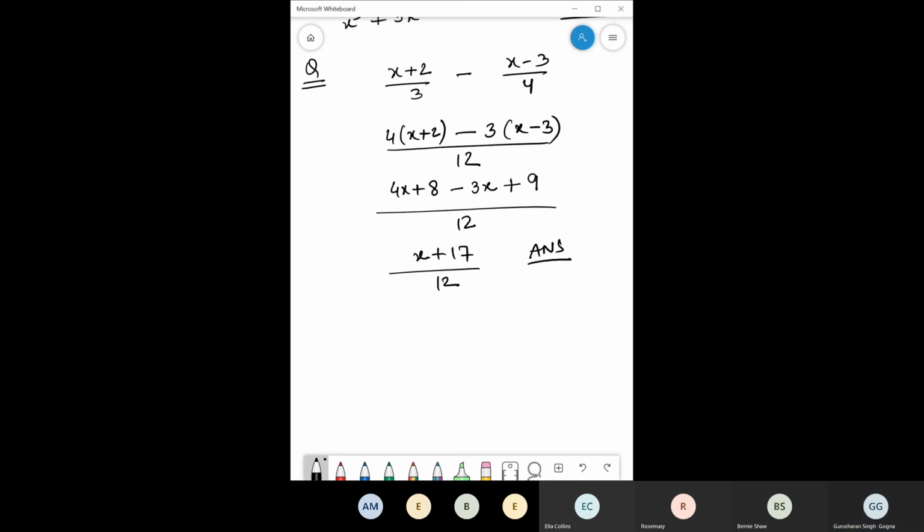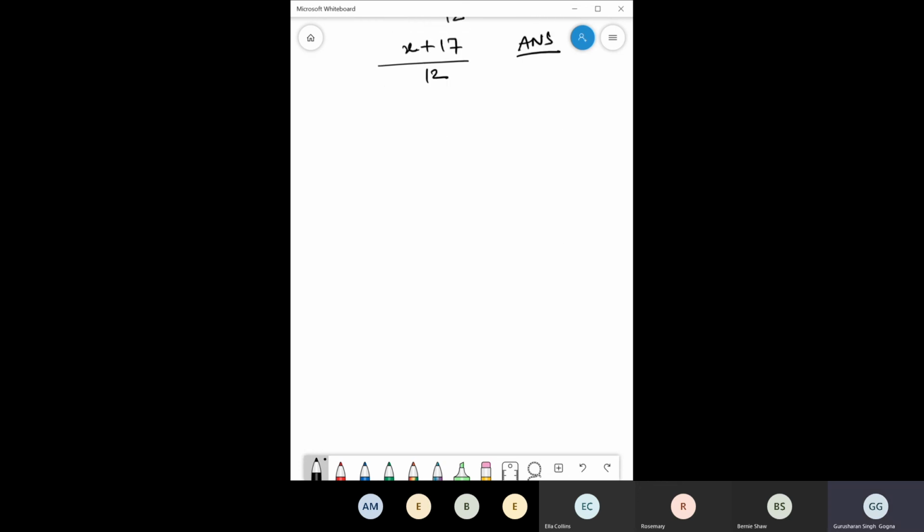Now the next question from your exam papers is, first part of this question is multiply out and simplify (x + 5) whole square. So they are saying multiply out and simplify. So (x + 5) whole square means what? (x + 5) times (x + 5).